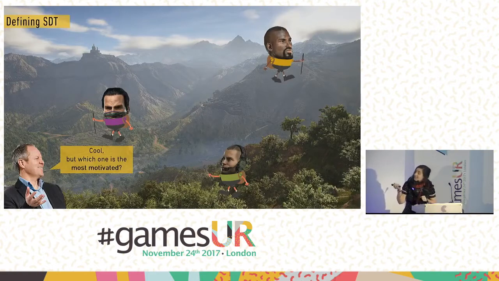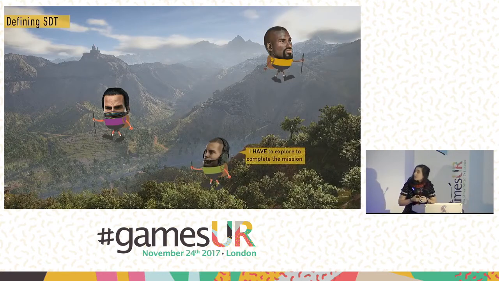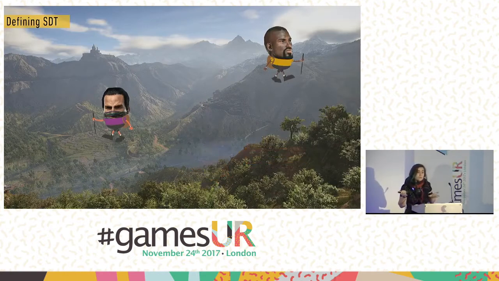So let's take a look at each. Our first player explored because he had to explore to complete the mission he was currently playing. So what the theory can teach you is that this is determined as an extrinsic motivation, because this is something external to the player that motivates the player to complete the activity. So here it was the mission asking him to do so. So he would be engaged, but once the mission ended, was complete, this player would stop exploring the world.